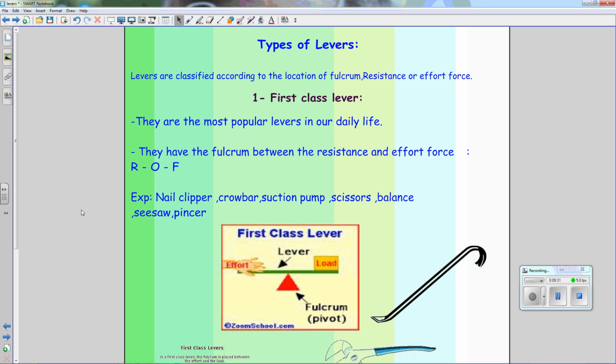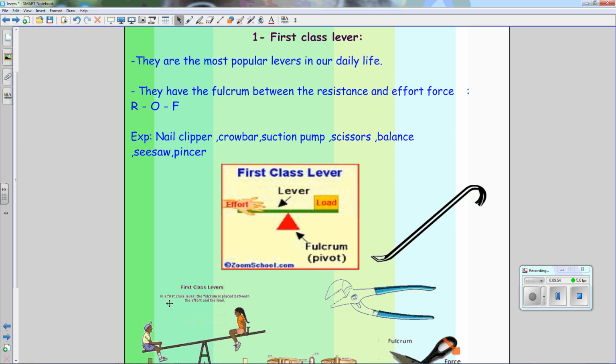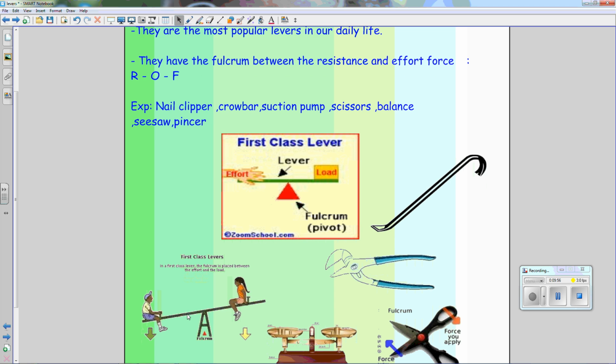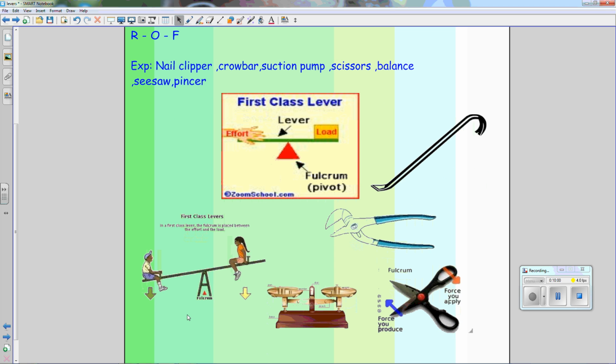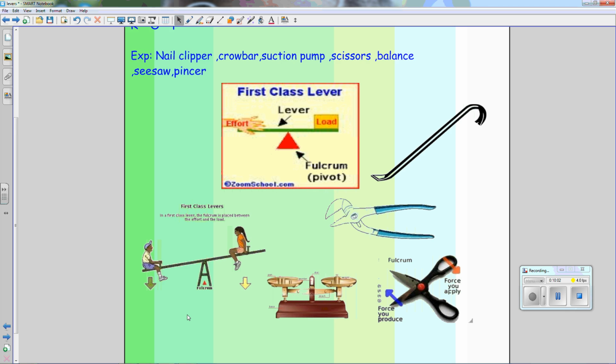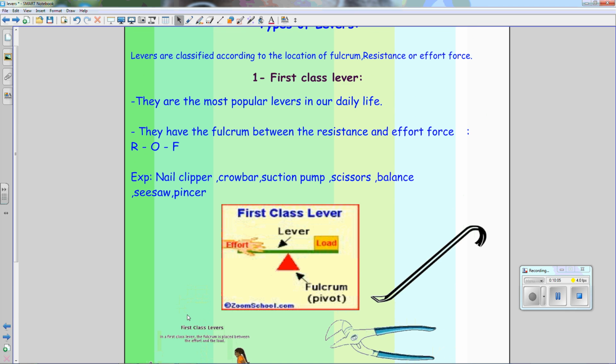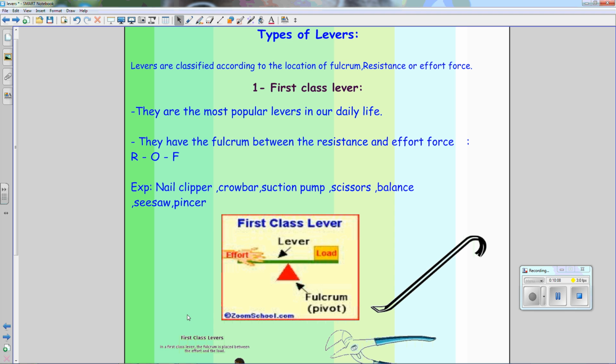Now, the name of the lesson is the types of levers. Levers are classified according to the position of the fulcrum, the effort force, and the resistance. And you noticed in the movie, each time we have the fulcrum, the resistance, and the effort force in different places or positions. That's why the levers are classified into 3 types.